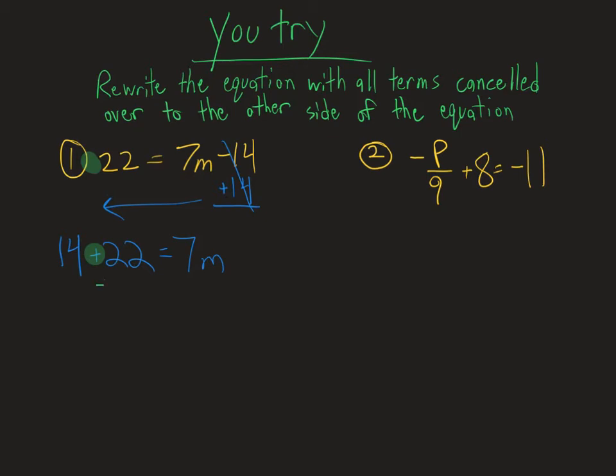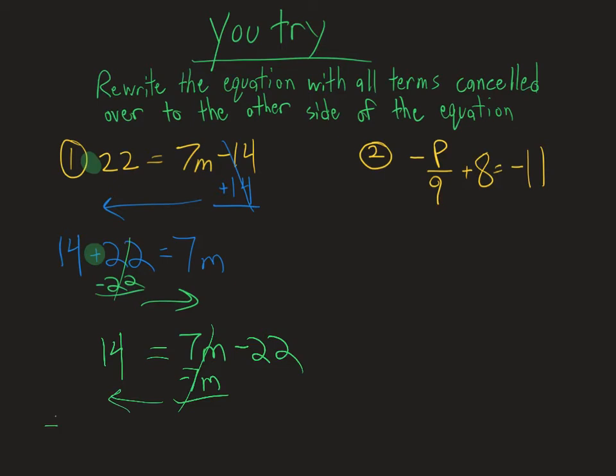We're going to get rid of that 22, so that can cancel over as a 22 over here. And we'll just rewrite the whole equation and save time. So now we have 7m and minus 22. I gotta watch my signs. And then we just need to move that 7m over. It's a -7m on the other side, so I now have -7m plus 14 equals -22.